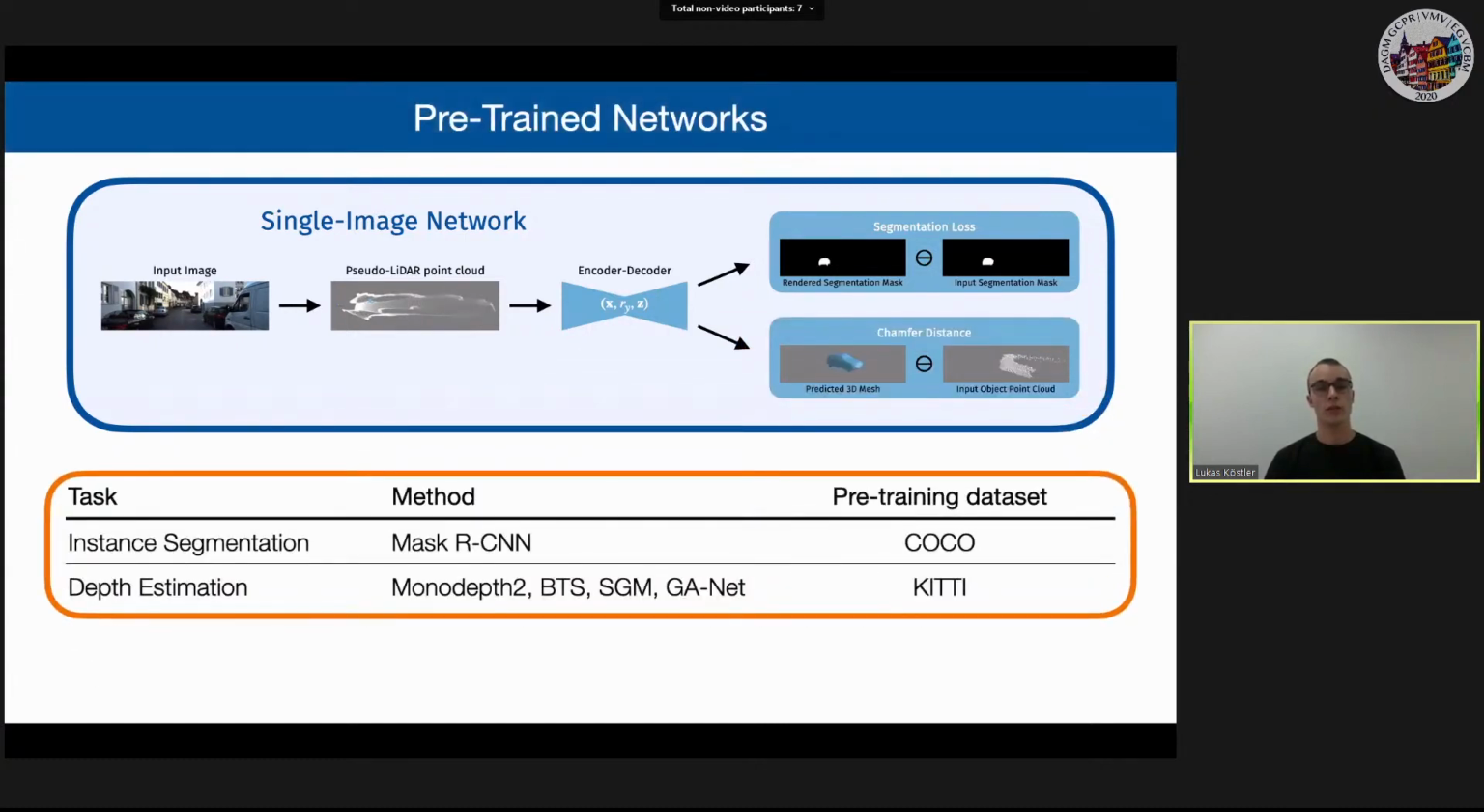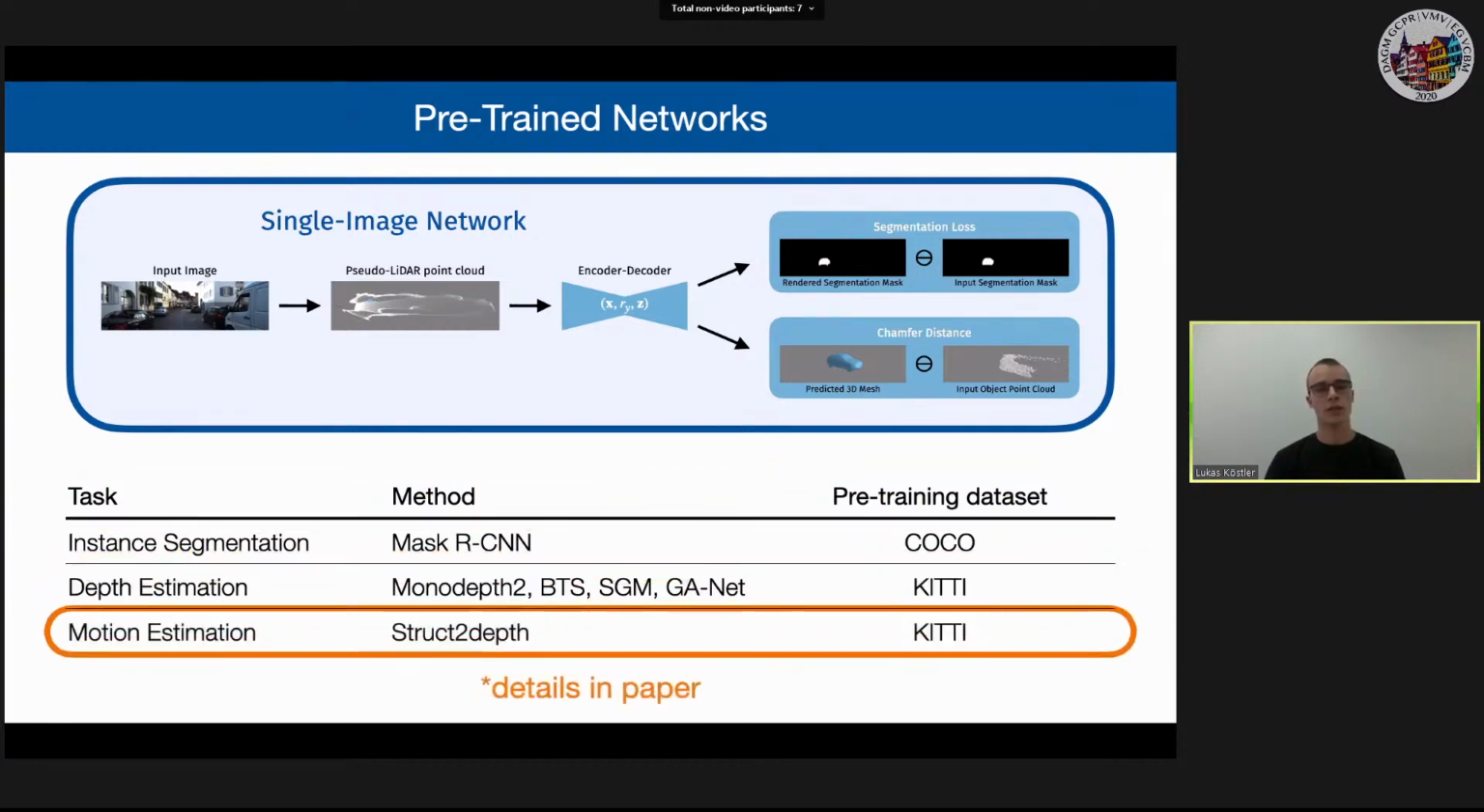Because our model does not use bounding box labels for learning, we leverage pre-trained networks. For instance segmentation, we use mask-RCNN, which is pre-trained on COCO. We evaluate the model using 4 different image-to-depth methods. The learning-based methods are pre-trained on KITTI, using either LiDAR data or self-supervision. We also extend the model to temporally consecutive frames, which requires ego and object motion estimation. Please refer to the paper for details.